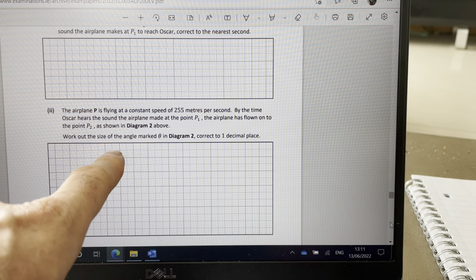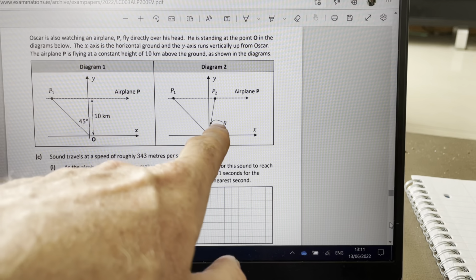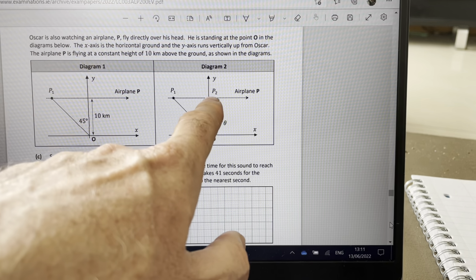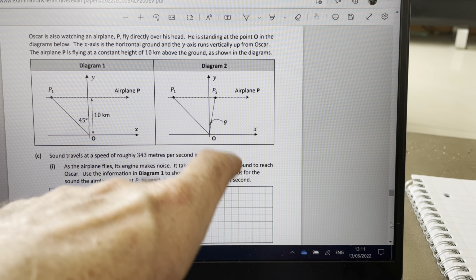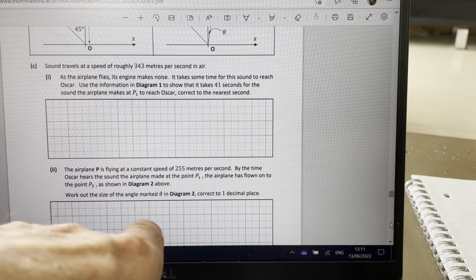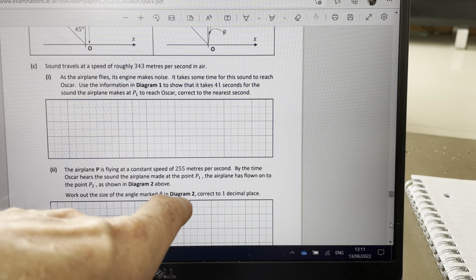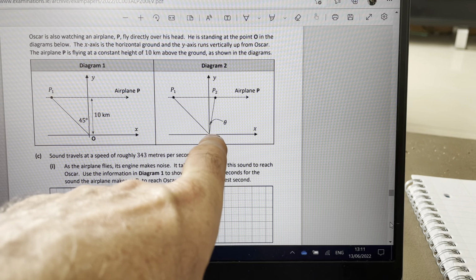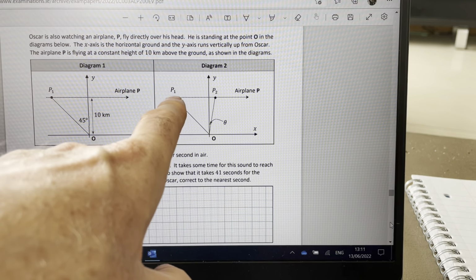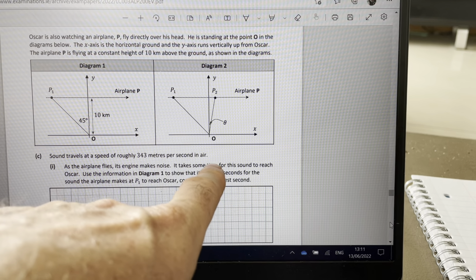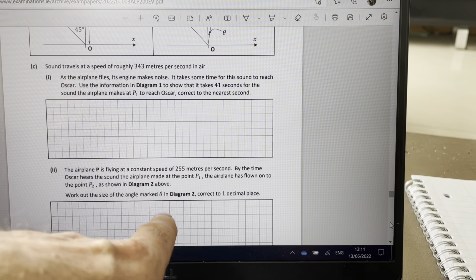The plane is traveling at that speed. It's flown to that. Okay, so what's that angle? Well, I think you just need that gap distance there first. It says by the time Oscar hears the sound, what that's effectively saying is the time is the same for that to travel there and for that to travel there. So it would be that time, which you already have. Okay, so you already have that 41 seconds.